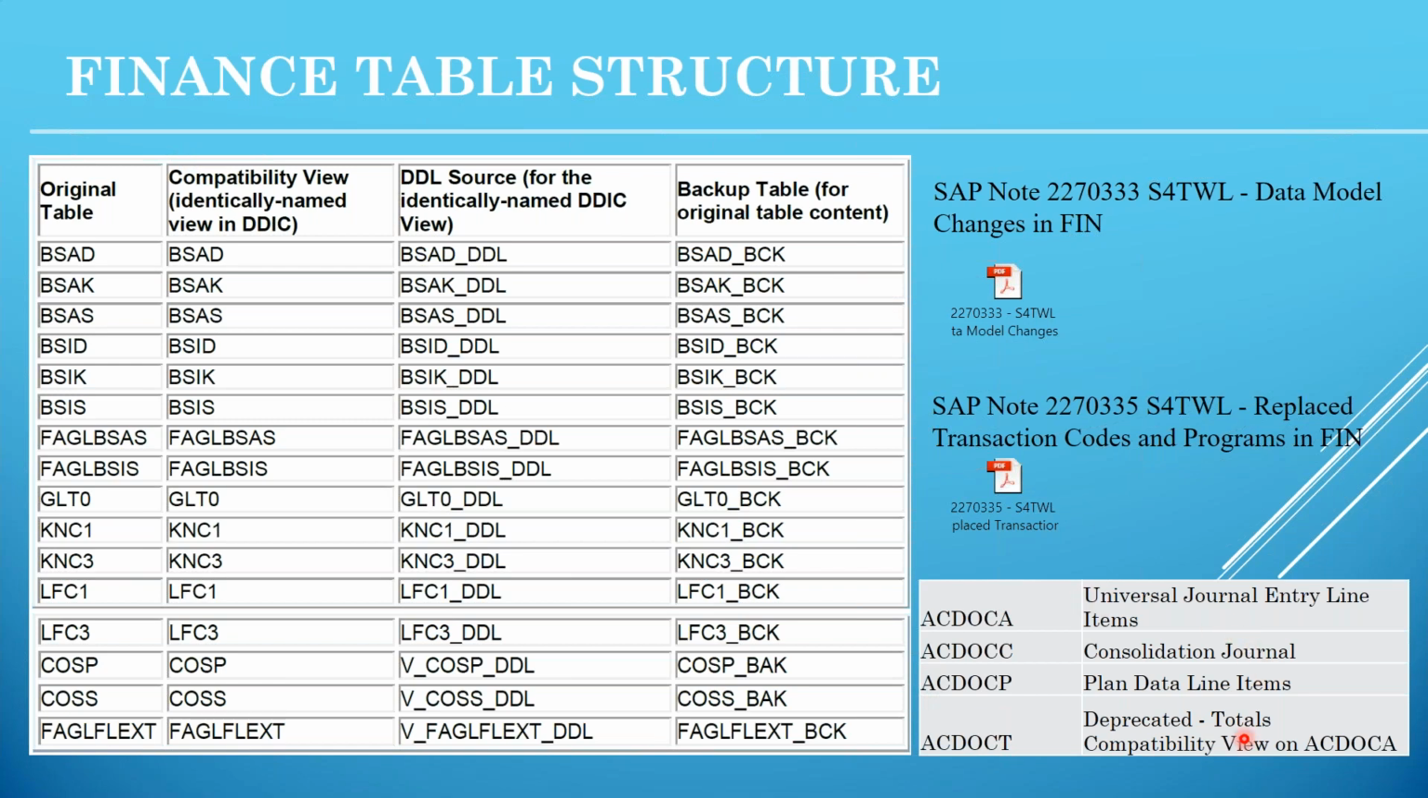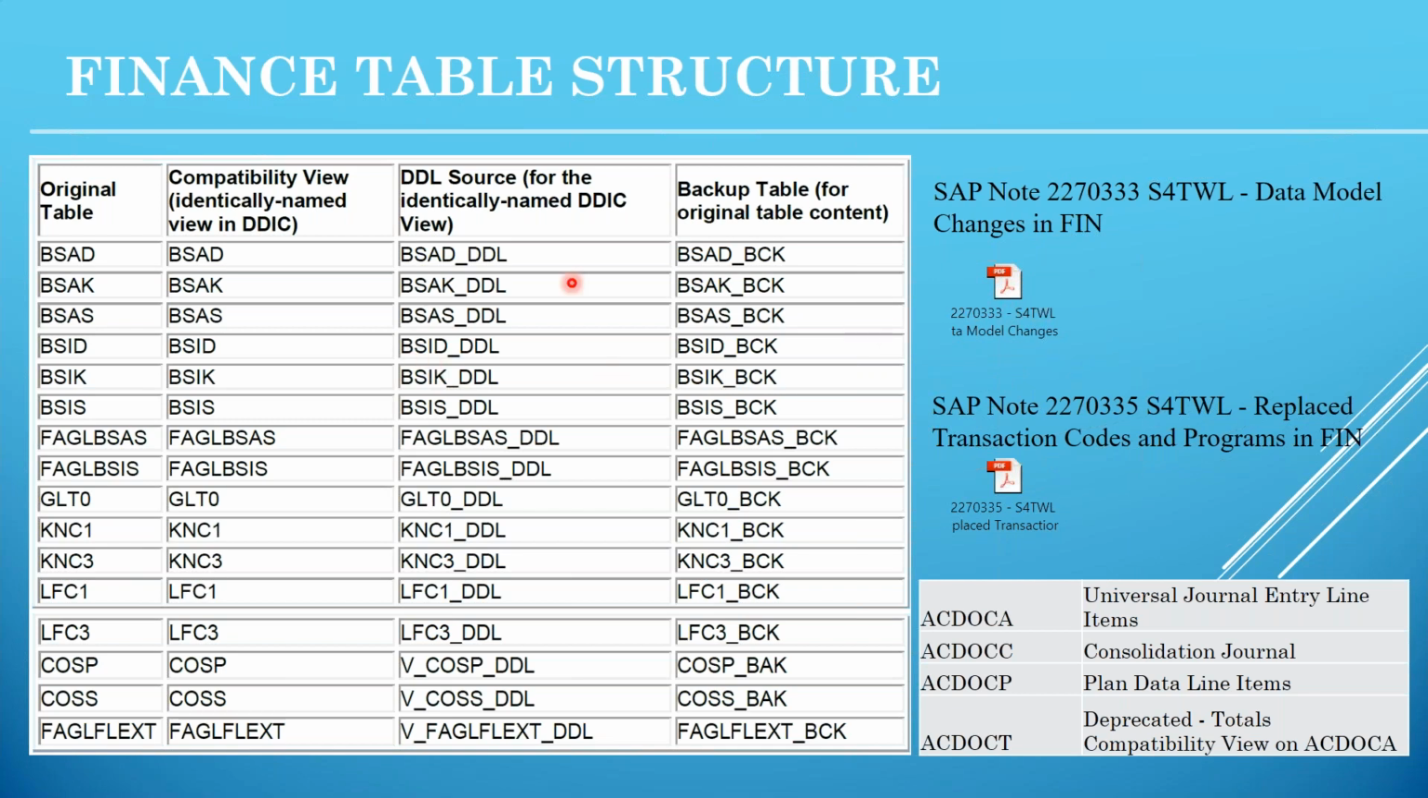And on the right bottom corner, I've given a few tables that are newly created. The universal journal is coded as ACDOCA, where accounting document A represents the actual line items. ACDOCC represents the consolidation journals. ACDOCP represents the planning data, and ACDOCT represents the totals view on the ACDOCA. So these are the new finance data model. You can see the large number of tables that we used to have in ECC are now compressed into a few HANA tables. And these are different nodes. You can also access them separately.